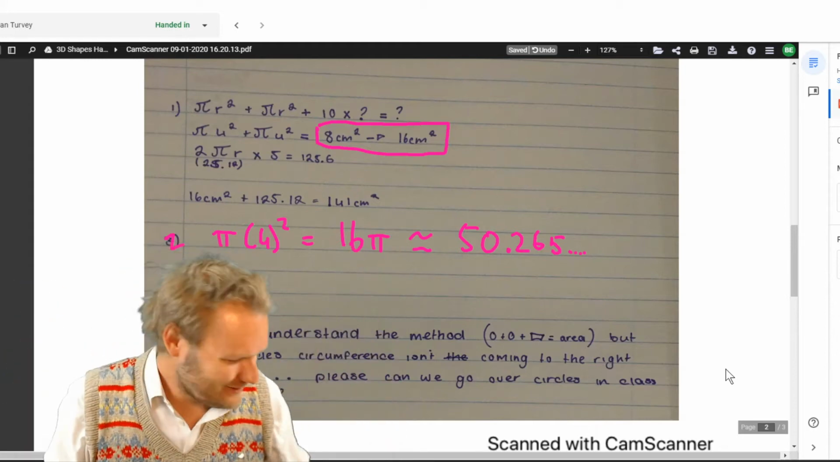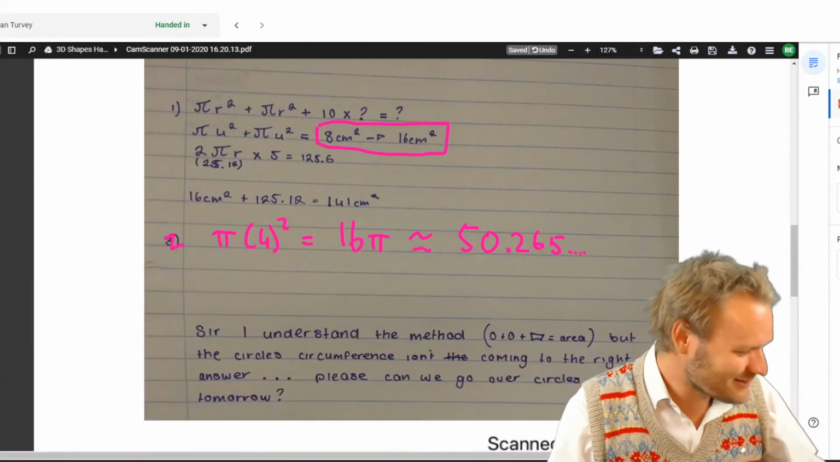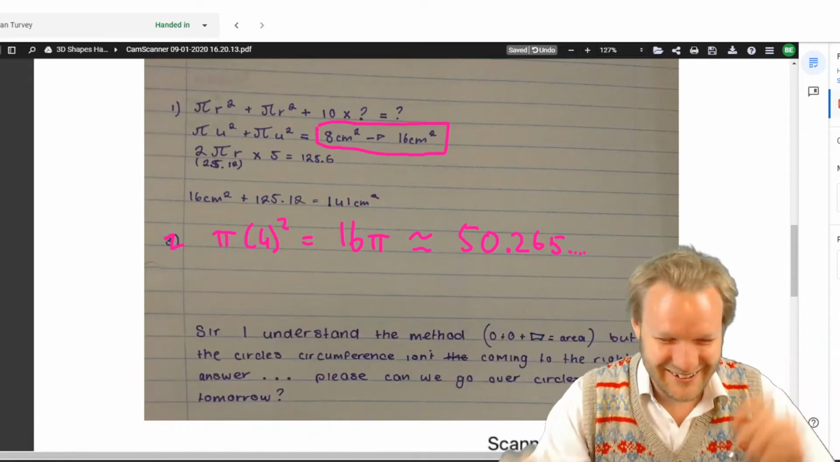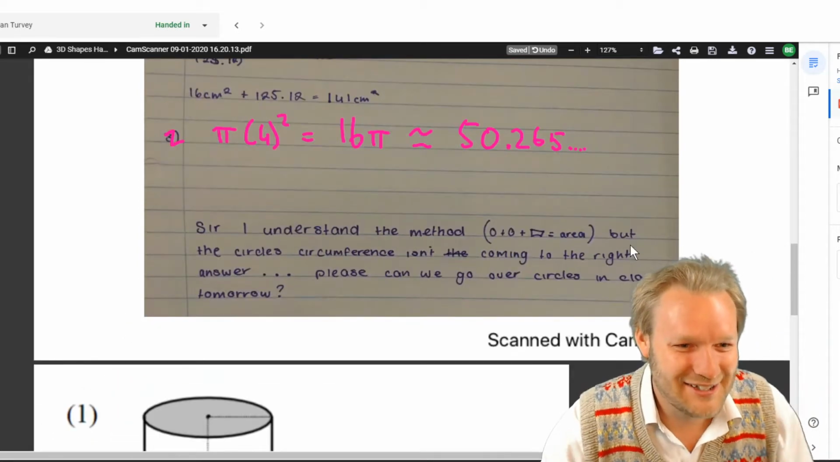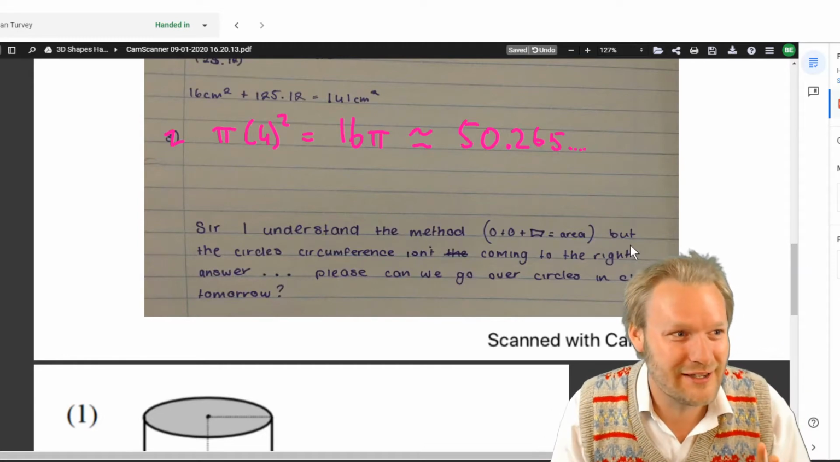Lily, which side am I? Oh, that side. No, wait, should I be that side? No, should I? Okay, so you understand the method. I know. I was really impressed.